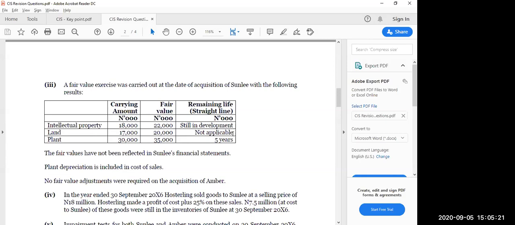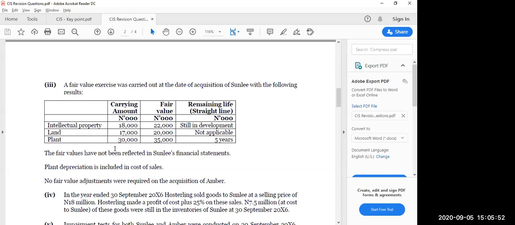The last line is plant. The carrying amount of the plant is 30,000 and the fair value is 35,000. So there is a fair value adjustment of 5,000. That 5,000 fair value adjustment is a balance sheet adjustment. It doesn't affect profit or loss account because the difference is arising on the date of acquisition. So it will be used in calculating goodwill.